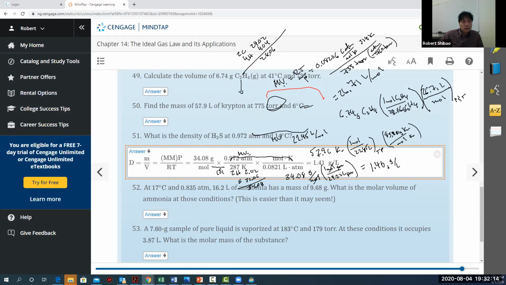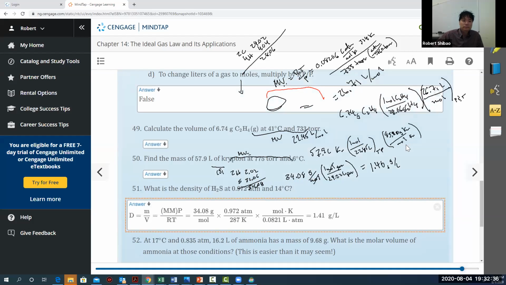Well, let's see. 83.8. Let me see. This is the atomic mass of krypton. This is from the periodic table. I got it from. Oops.